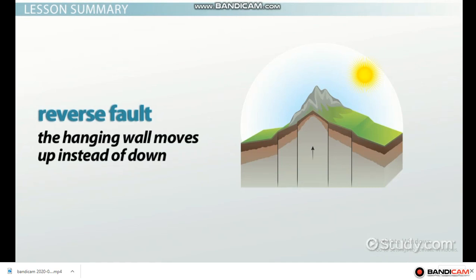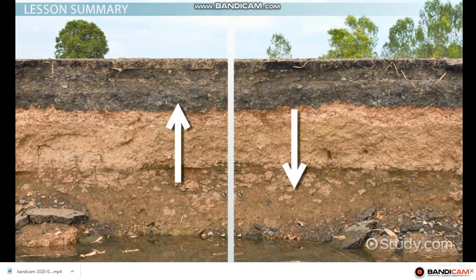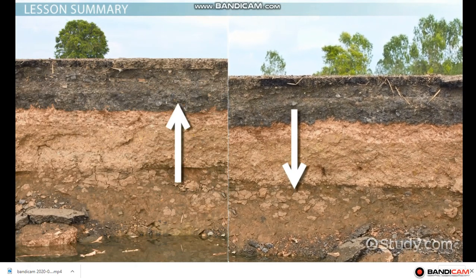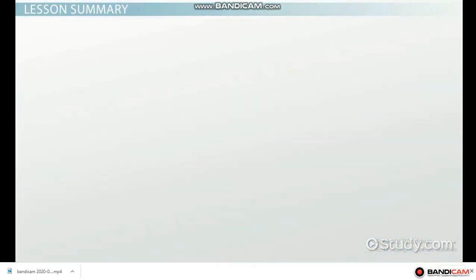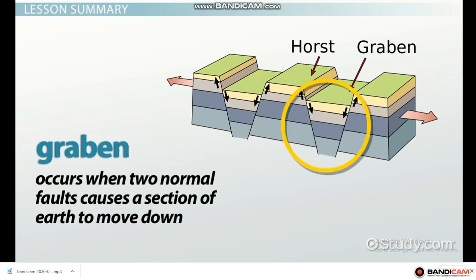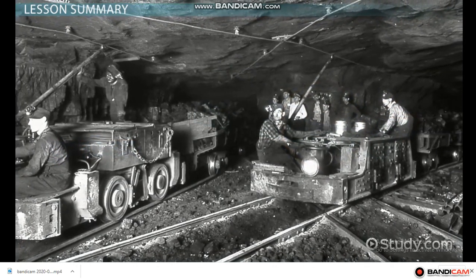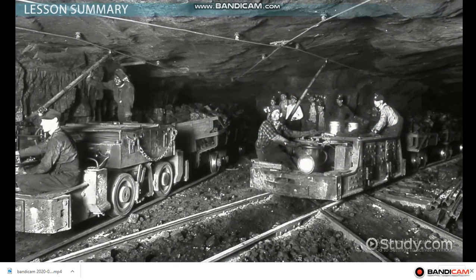A normal fault is a result of the Earth's crust spreading apart. This often occurs at plate boundaries, but it can happen at faults in the middle of plates also. A horst occurs when two normal faults cause a section of Earth to move up, while a graben occurs when two normal faults cause a section of Earth to move down. The terms normal and reverse fault, as well as hanging wall and foot wall, come from English coal miners.